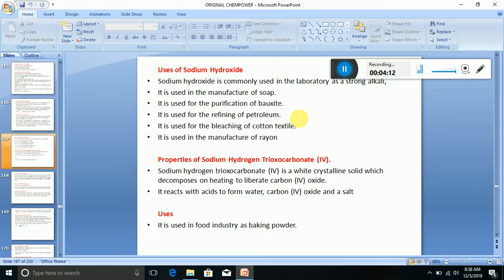Now let's look at another compound of sodium, sodium hydrogen trioxocarbonate(IV). Sodium hydrogen trioxocarbonate(IV) is a white crystalline solid which decomposes on heating to liberate carbon(IV) oxide. It reacts with acids to form water, carbon(IV) oxide, and a salt. Uses. It is used in food industry as baking powder.